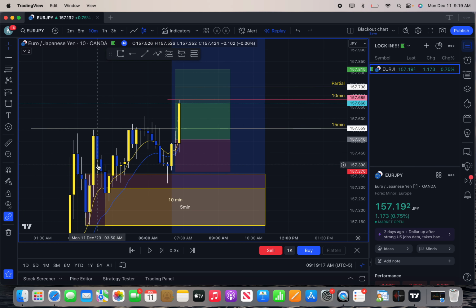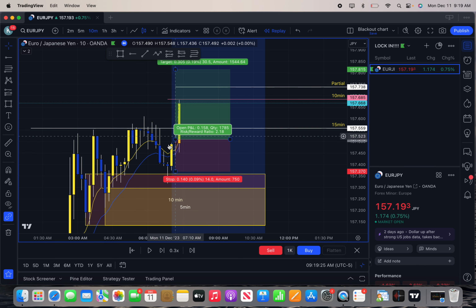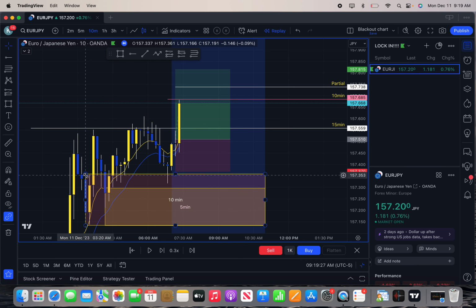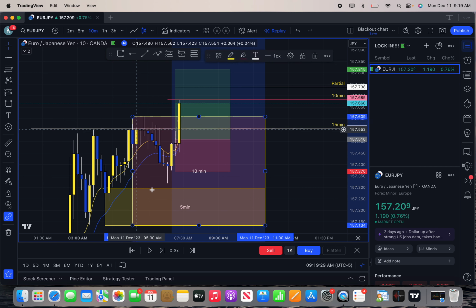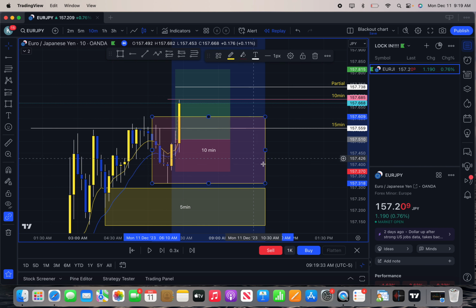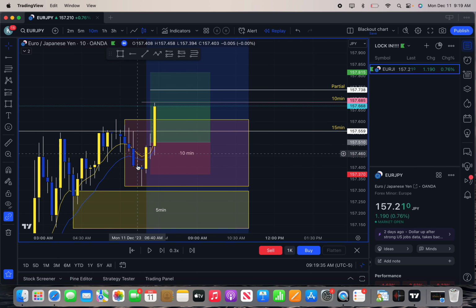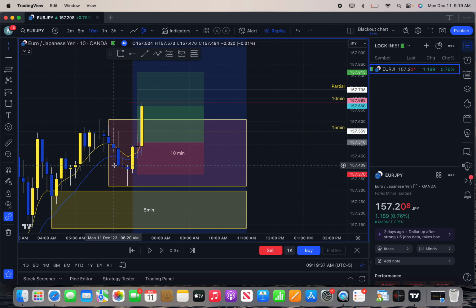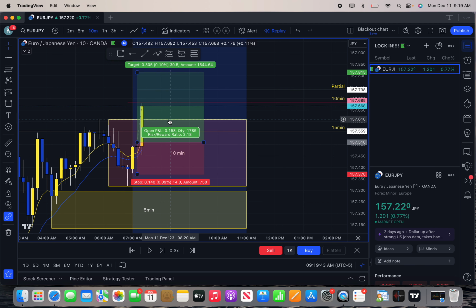So what do we know? We know that price had a low here. So we know price pushed here, pulled back to here, and then kept pushing. So we know our 10 minute is from here to here at a minimum. Is there any open zones? There is an open zone right here, right? There's an open zone right there.